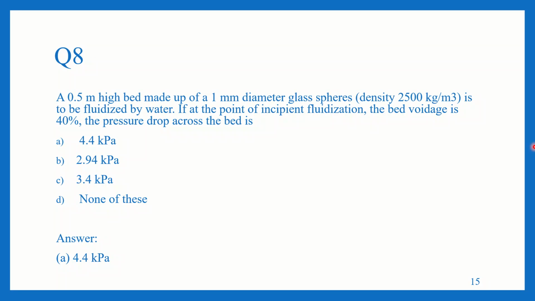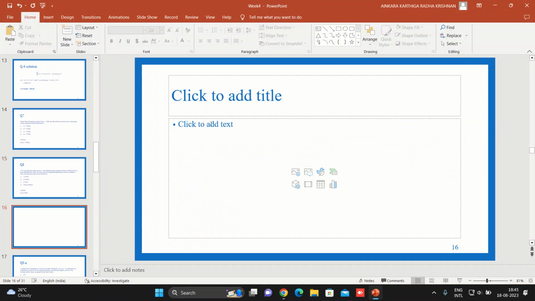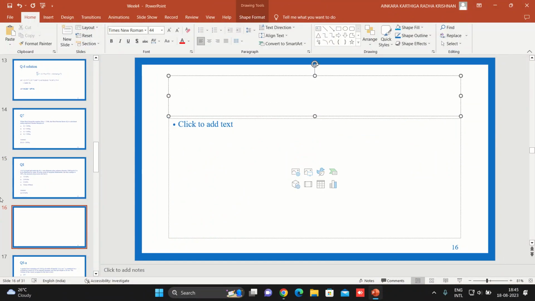Question 8 is again a problem. In this question, it is asked that a 0.5 meter high bed made up of 1 mm diameter glass spheres is to be fluidized by water. If at the point of incipient fluidization the bed voidage is 40%, the pressure drop across the bed is dash. So we'll go and solve this problem, question 8.